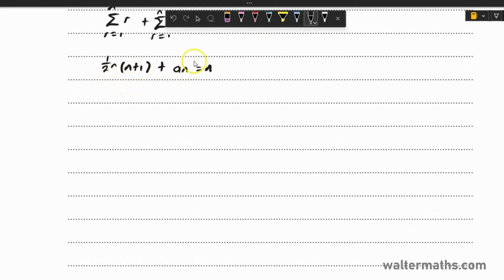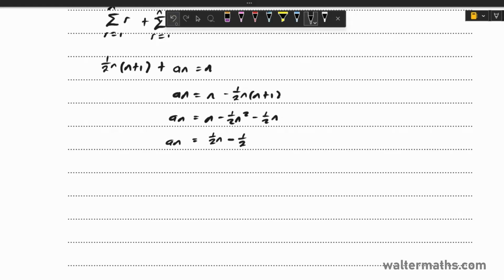So I am going to rearrange so that I'll be having on the left hand side an being equal to, and I'll take the half n of n plus 1 to the right side, so we'll be having n minus half n of n plus 1. So we can simplify what we have on the right hand side. So that's n minus half n squared, and it's minus a half of n, which can also be simplified to give us, here we can say n minus half n is half n. So we have half n minus half n squared.